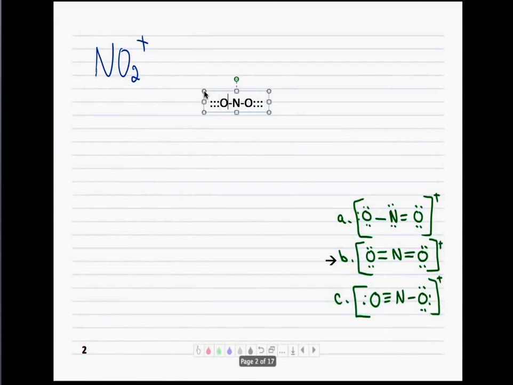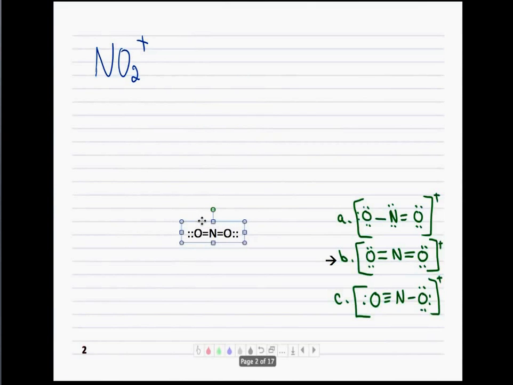Then I'm going to look at the nitrogen. The nitrogen only has 1, 2, 3, 4. Those oxygens have the octet rule. So what I'm going to do, I'm going to borrow 2 electrons from this oxygen and 2 from that oxygen. And I'm going to end up with this structure. So if I stop here, that's the wrong Lewis structure.